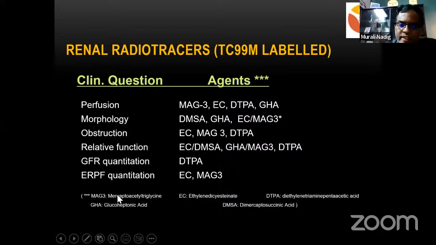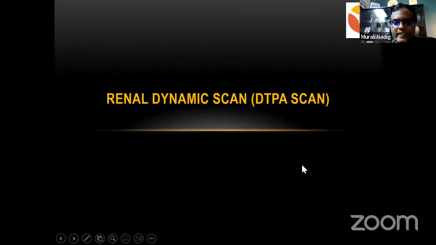Now MAG3 is mercaptoacetyl triglycine, EC is ethylene dicysteinate, DTPA is diethylene triamine pentacetic acid, GHA is glucoheptonic acid, and DMSA is dimercaptosuccinic acid.